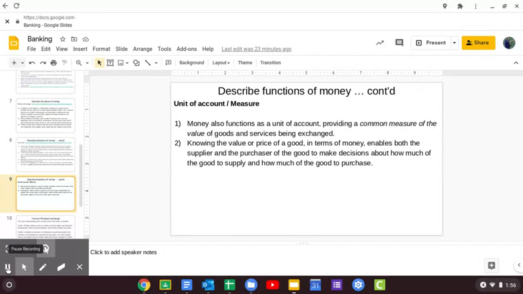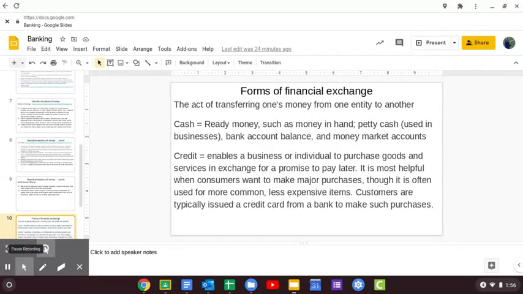We looked at our 4 forms of financial exchange. We talked about cash, ready money. That's liquid, such as money in hand. When we talk about liquidity, that's number 1. Money in hand, whatever we have right here and right now.